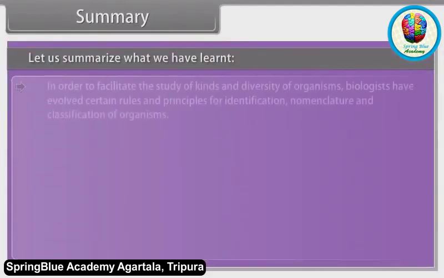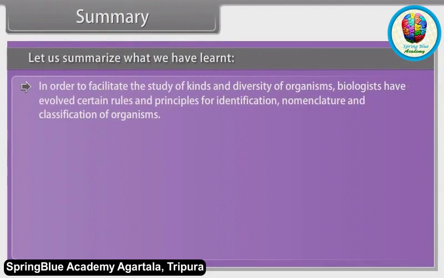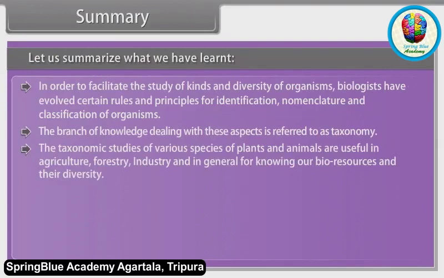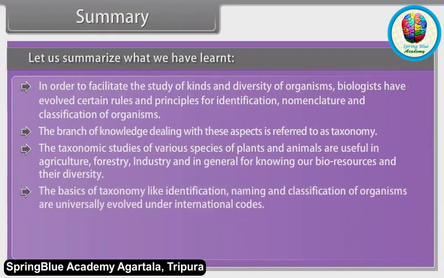Summary. Let us summarize what we have learned. In order to facilitate the study of kinds and diversity of organisms, biologists have evolved certain rules and principles for identification, nomenclature, and classification of organisms. The branch of knowledge dealing with these aspects is referred to as taxonomy. The taxonomic studies of various species of plants and animals are useful in agriculture, forestry, industry, and in general for knowing our bioresources and their diversity. The basics of taxonomy, like identification, naming, and classification of organisms, are universally evolved under international codes.